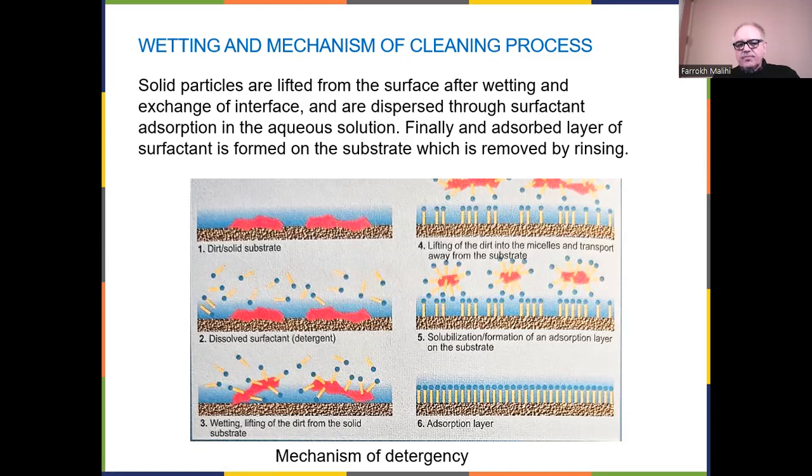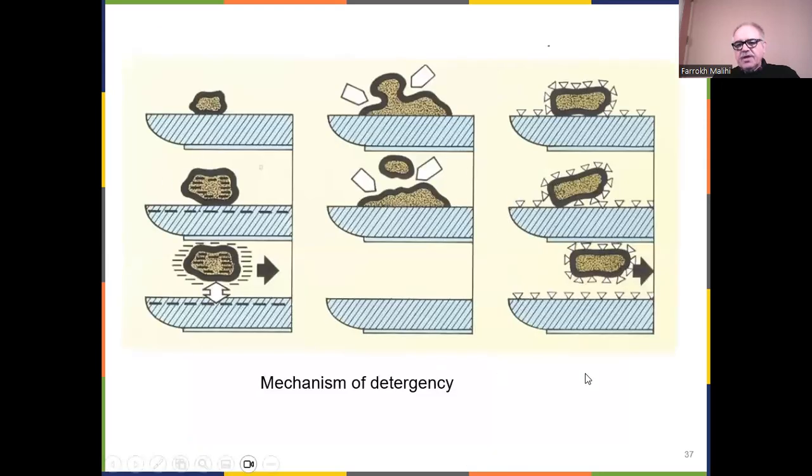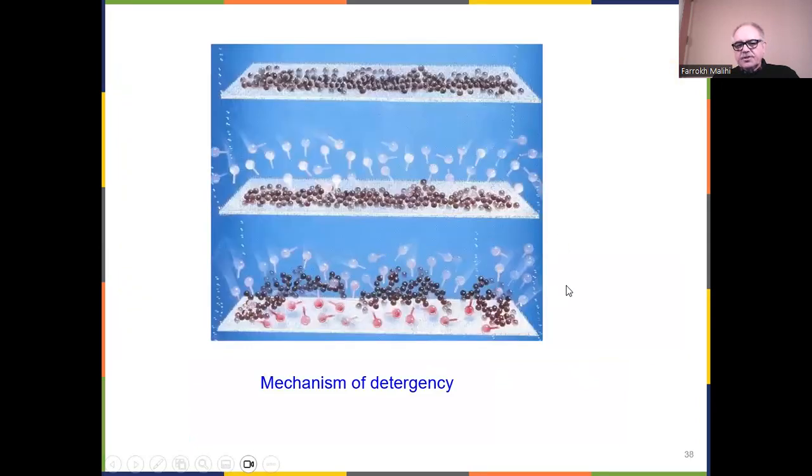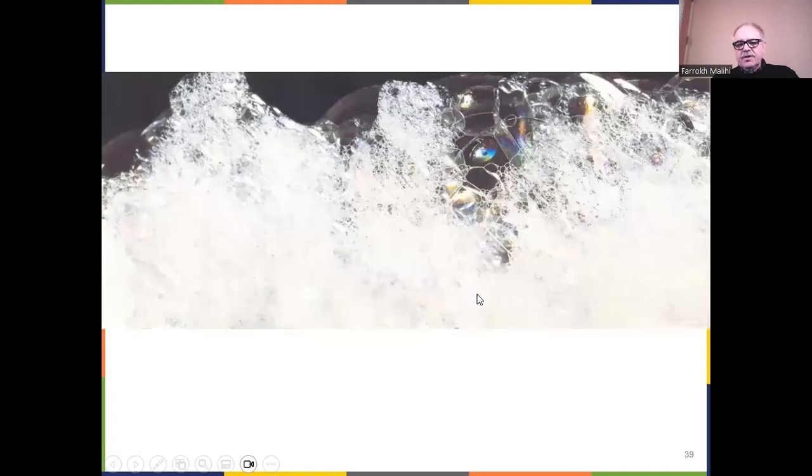Here's another schematic that shows this detergency process. Again, the adsorption of surfactants on soil and substrate facilitates soil removal. Another picture here of the same phenomena. Initially, the soil particles are on the substrate; surfactants adsorb on soil particles and on the substrate and facilitate soil removal.